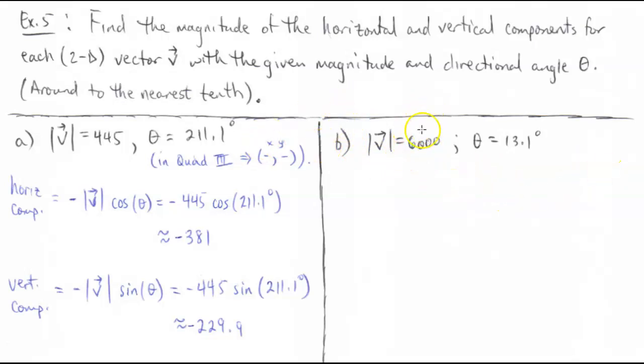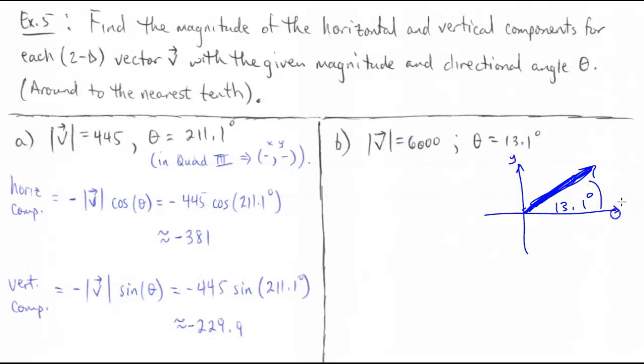If I was to actually draw out what this looks like, come here. This would be some vector, so a directed line segment. This would be like 13.1 degrees here.